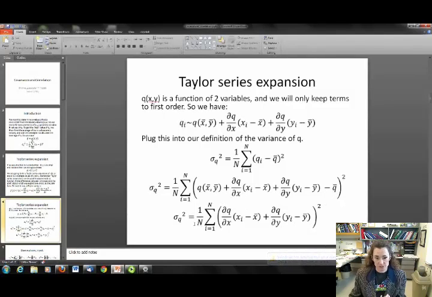Okay? So sigma q squared is equal to 1 over n times the sum of partial q with respect to x times xi minus x bar plus partial q with respect to y times yi minus y bar, that whole bit squared. All right? So that's our variance definition.